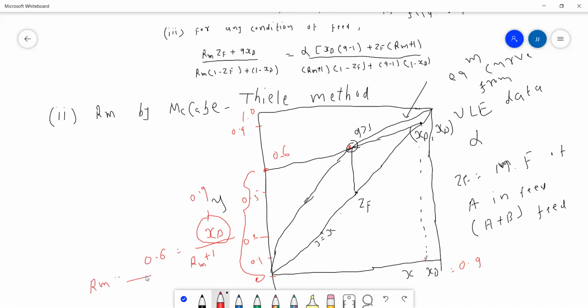Now why is it XD divided by RM plus 1? Because this is the operating line for the rectification section.